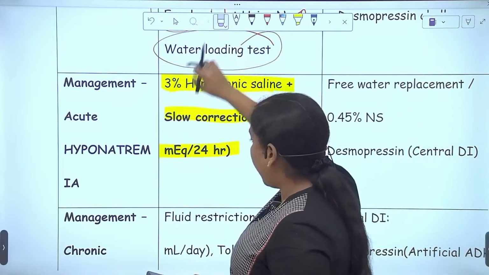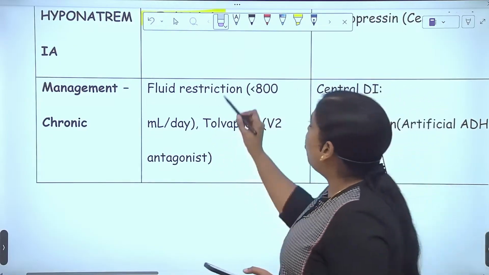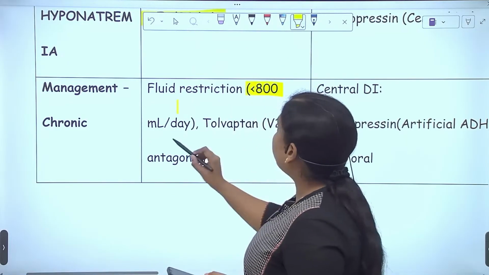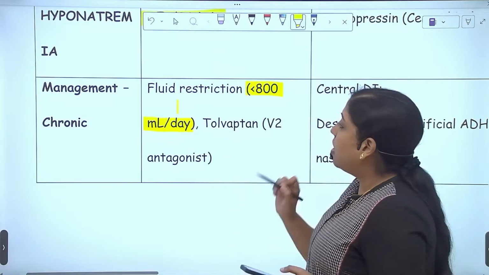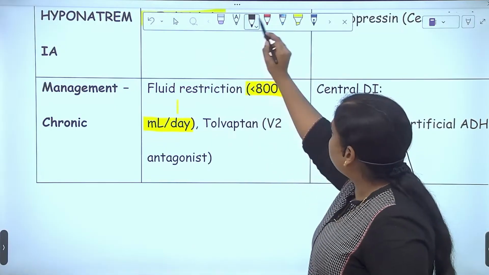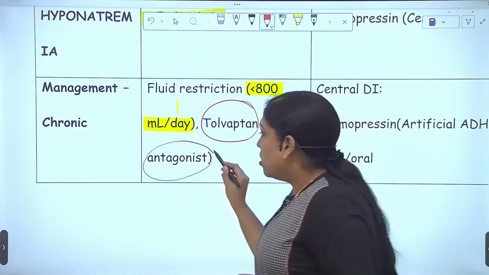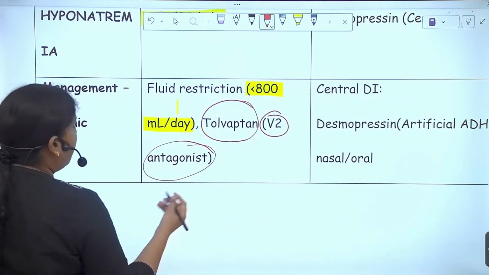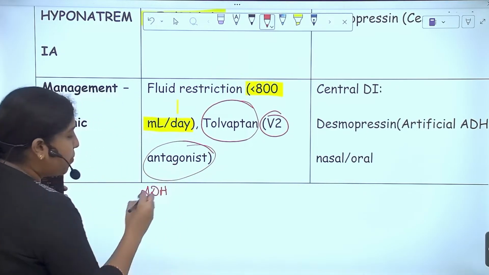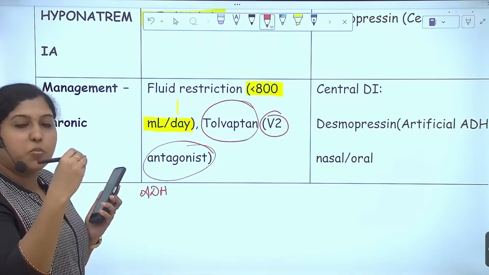So next is the management. In case of chronic SIADH, you have to instruct the patient on fluid restriction, to less than 800 ml per day. And the drug which is very important is tolvaptan. Tolvaptan is the drug of choice for SIADH in a chronic condition. It is a V2 antagonist. So now we have discussed a lot about the hypothalamus and ADH. ADH is synthesized and produced in the hypothalamus, and it is released by the posterior pituitary.